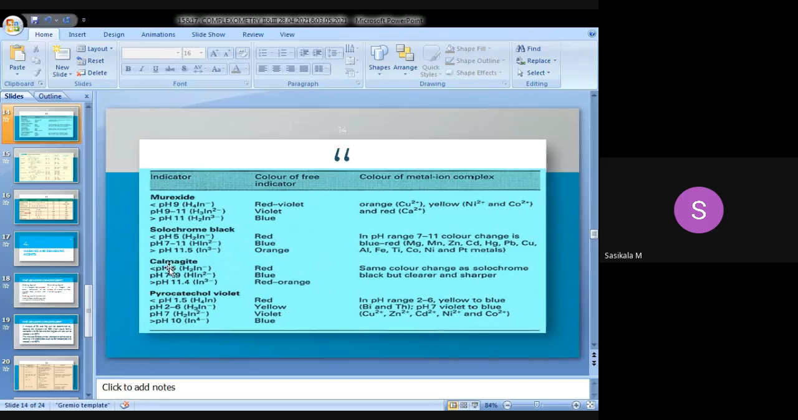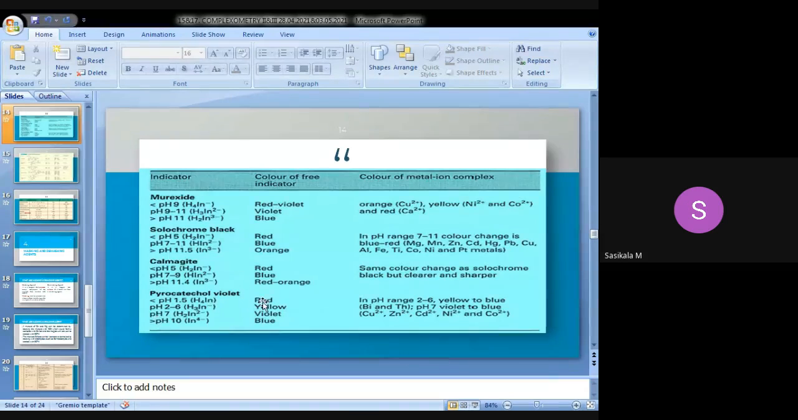Solochrome black with metal complex gives red, whereas calmagite gives different colors at different pH, and it also shows the same color change as solochrome black, from blue to red. So calmagite and solochrome black give the same color change in complexometric titration.